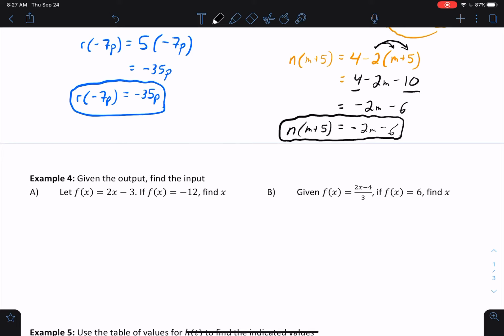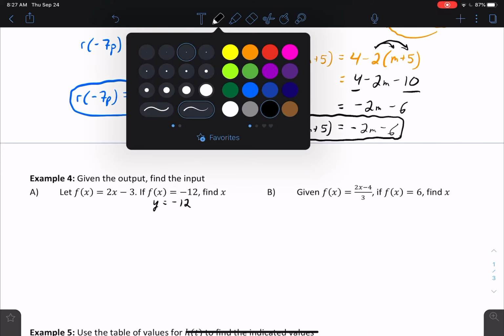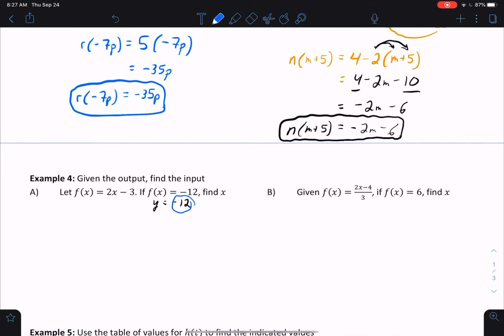So here I'm not saying find f of 3 or whatever. I'm telling you that f of x equals negative 12. So my output equals negative 12. So I'm going to take that negative 12, I'm going to plug it in for f of x, because f of x and negative 12 are the same exact thing. So I can swap out negative 12 for f of x.